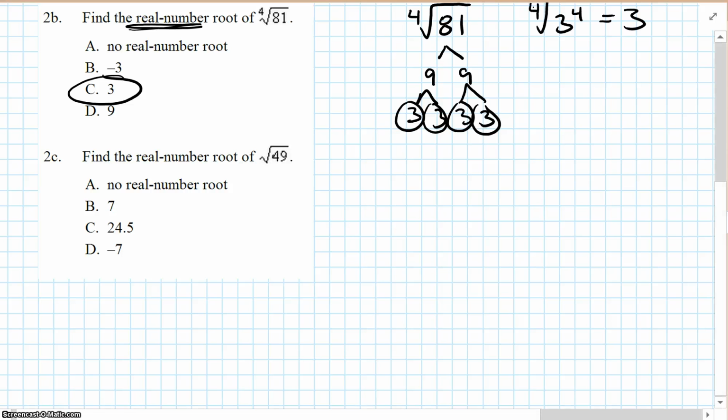Find the real number root of the square root of 49. Square root of 49 is 7. So we shouldn't have to do any work on that one.